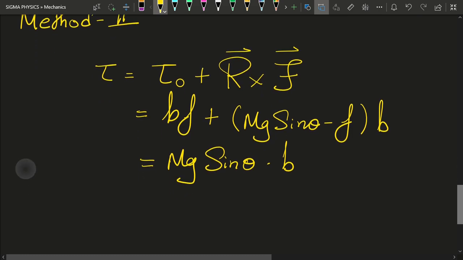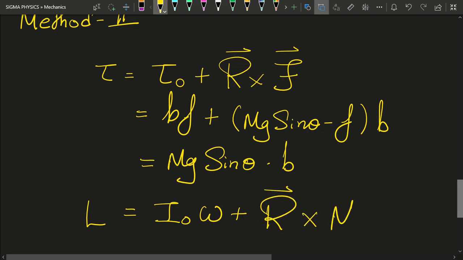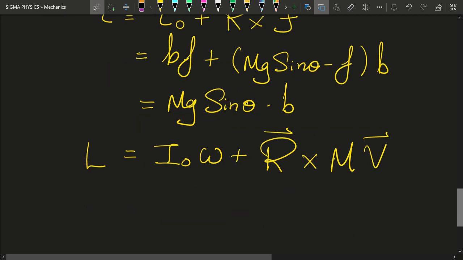What is going to be the angular momentum of the body? Now again, we have already discussed the expression for angular momentum in our previous video. It is nothing but I naught omega, which is the angular momentum of the various particles of the body about the center of mass, plus the angular momentum of the center of mass itself, R cross capital M into capital V. Now I naught, again, we already know what it is. It is mb squared divided by 2 times omega, plus what is the angular momentum of the center of mass?